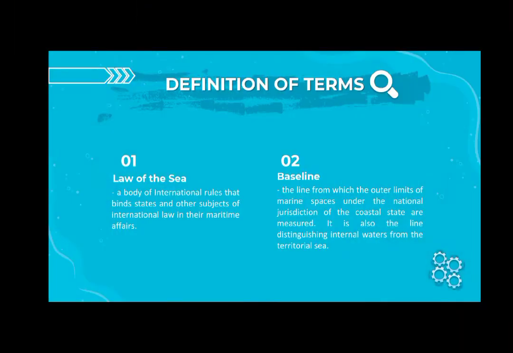So, definition of terms. Number 1, Law of the Sea. Law of the Sea is a body of international rules that bind states and other subjects of international law in maritime affairs. It is a body of customs, treaties, and international agreements by which governments maintain order, productivity, and peaceful relations on the sea.